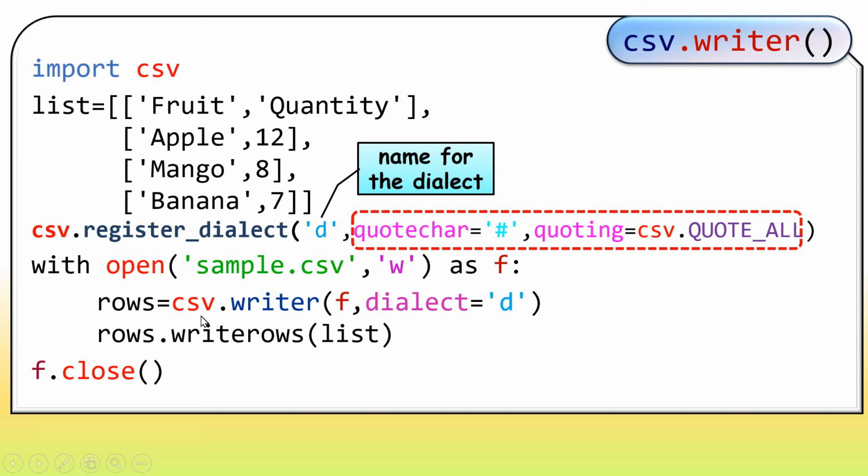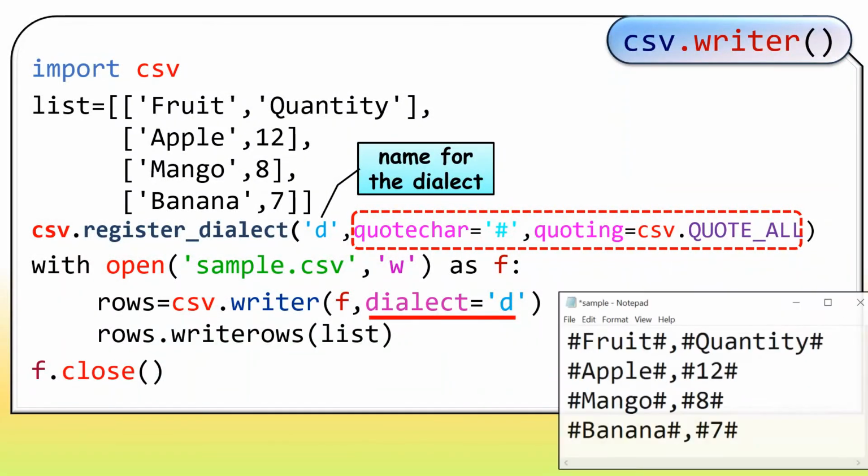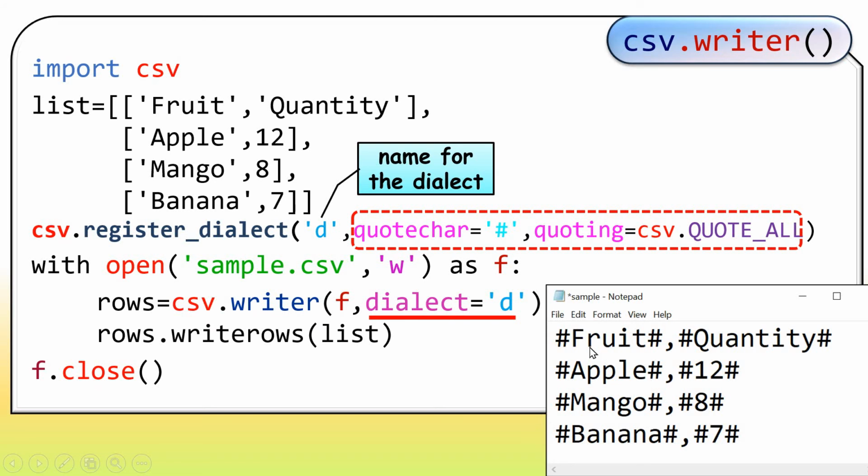And here in the csv.writer function, csv.writer(f, comma, I have to mention the name of the dialect by giving the dialect parameter. dialect equal to "D". Now the sample.csv file in Notepad will look like this. As you can see, each field is enclosed within hash because I have mentioned hash as the quotechar.